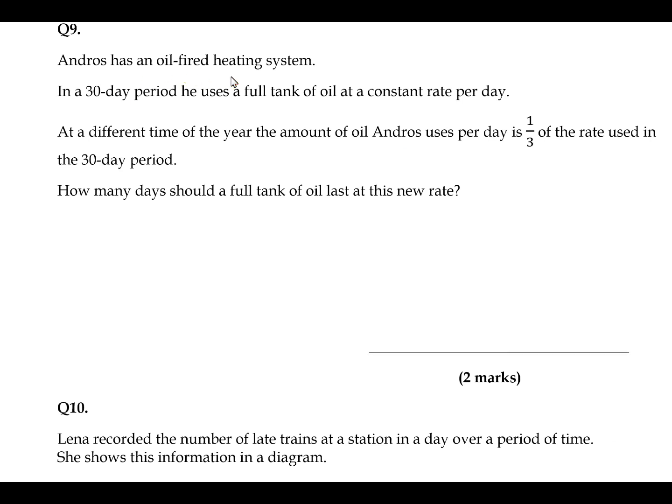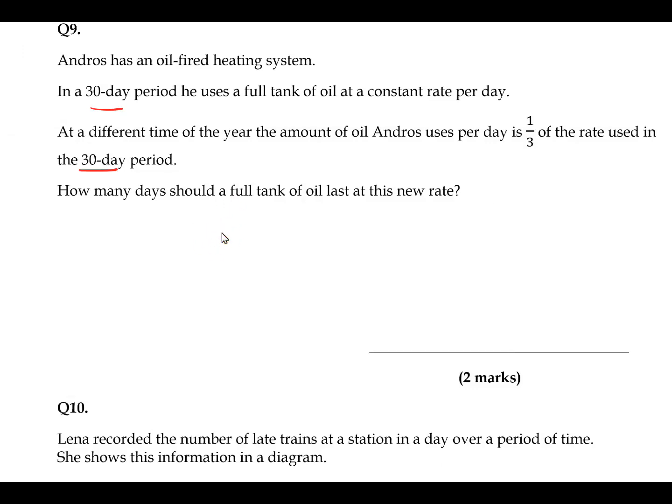Question 9. Andros has an oil-fired heating system. In a 30-day period, he uses a full tank of oil at a constant rate per day. At a different time of year, the amount of oil Andros uses per day is 1/3 of the rate he used for the 30-day period. How many days should a full tank of oil last at this new rate?